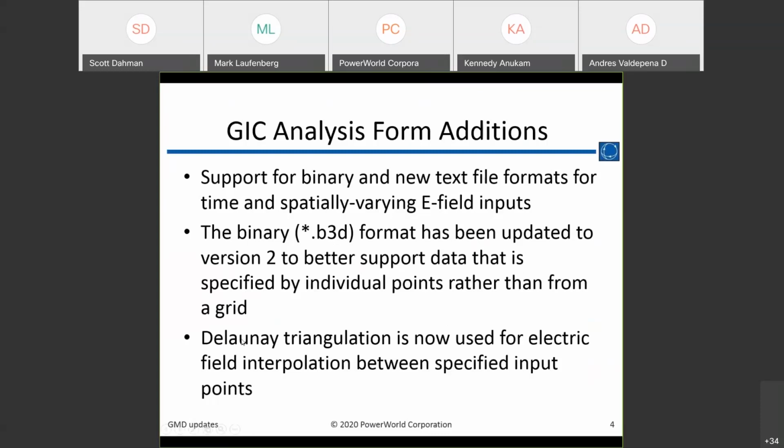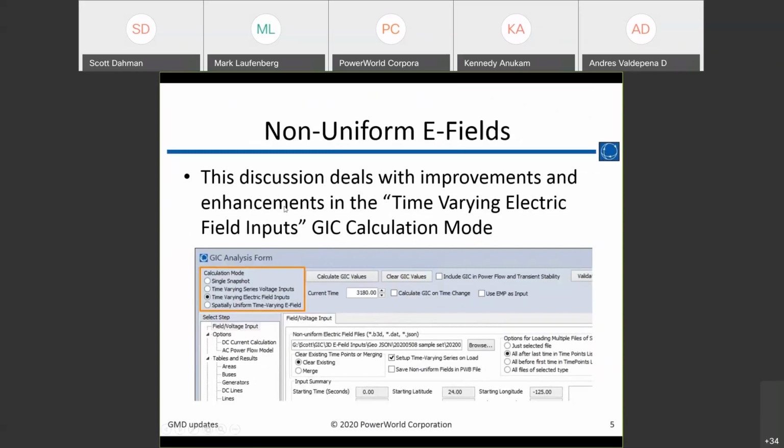Also behind the scenes, a Delaunay triangulation algorithm is now used to interpolate the surface electric field between points where the input is specified. For uniform fields, of course, this doesn't matter, since the field is constant everywhere. But when you have a set of points where the field is specified, what do you do to interpolate between those? That algorithm has changed a little bit. We can talk more about that at the end if there's time, and perhaps if Tom has anything to add on that algorithm, we could address that later too.